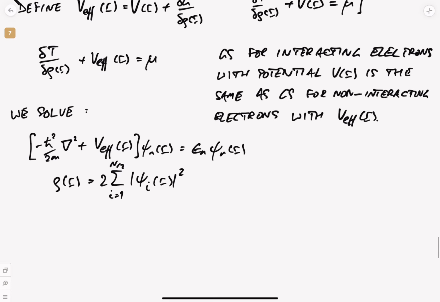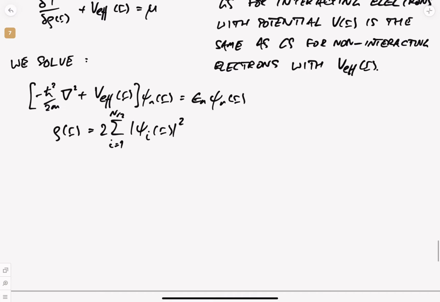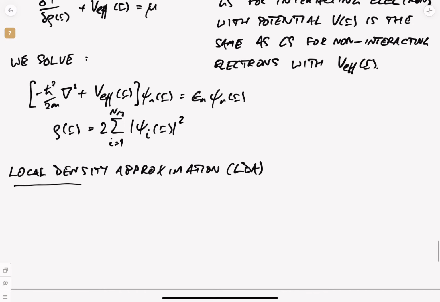Now, we haven't yet touched on the exchange correlation. So we're going to just look at the simplest possible approximation there, and this is known as the local density approximation, which also goes by the initials LDA. And the LDA follows very much in the principles of Thomas Fermi theory.